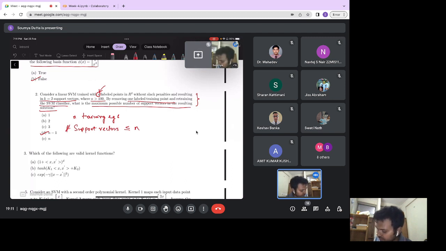And therefore, for the second one, what is the maximum possible number of support vectors? It's still n minus 1, because all of the training examples can turn out to be your support vectors. Since you are training with n minus 1 examples, the maximum possible number of support vectors would be n minus 1. Okay, is it clear now?